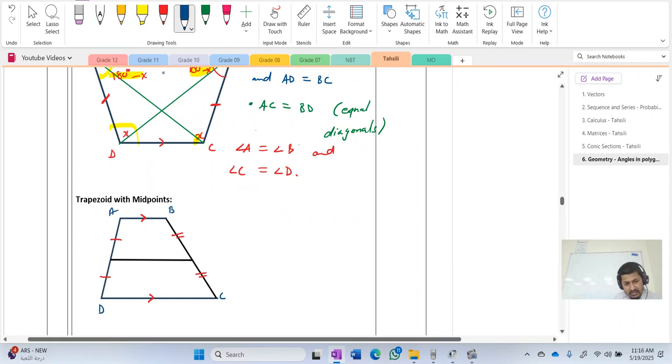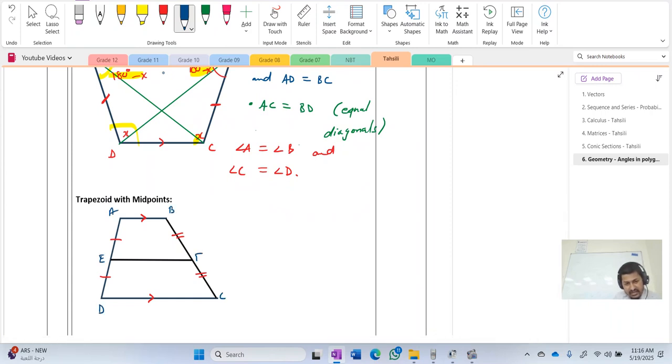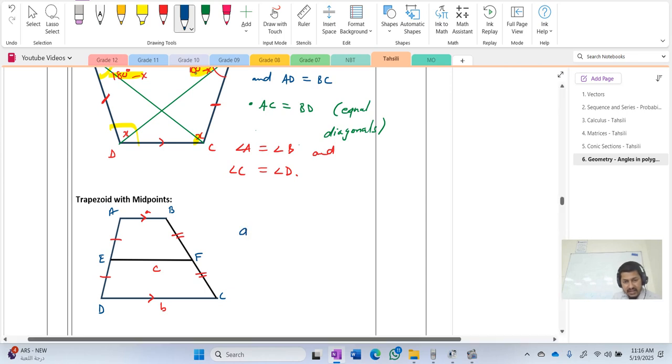We say that A plus B divided by 2 is equal to C. To find the value of C, you need to add up A and B, basically the opposite ends of the trapezoid, and divide by 2. So I hope you understand this. It's a very important property which we can use in problem solving.